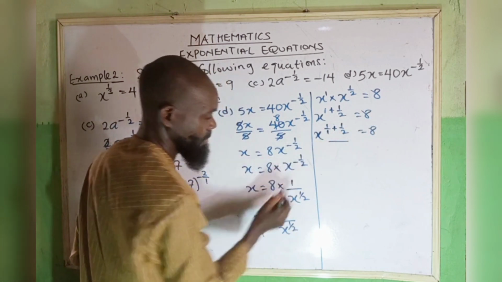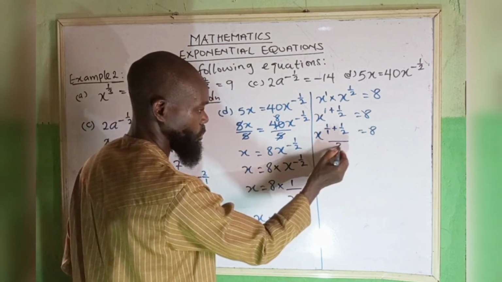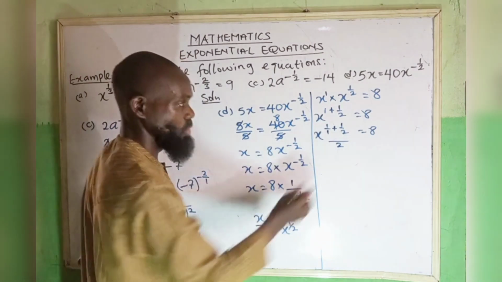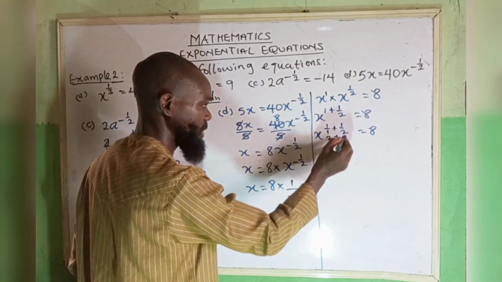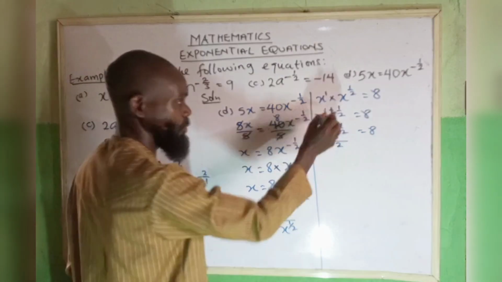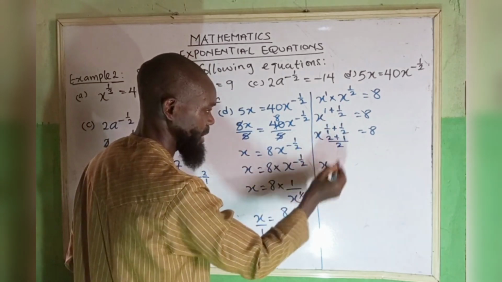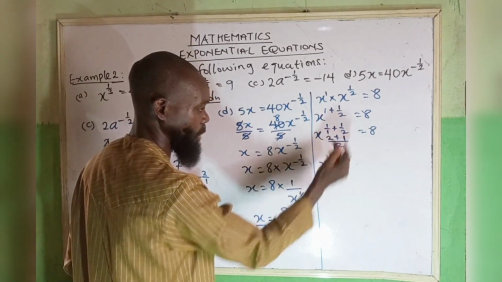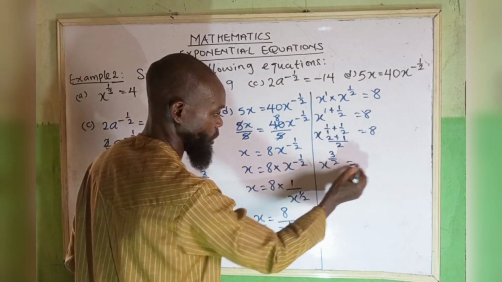Let's find the LCM. LCM of 1 and 2 is 2. 1 goes in 2, we have 2. 2 times 1, we have 2 plus. 2 goes in 2, we have 1. 1 times 1, we have 1. So x is equal to x to power 2 plus 1, 3 over 2 equals 8.